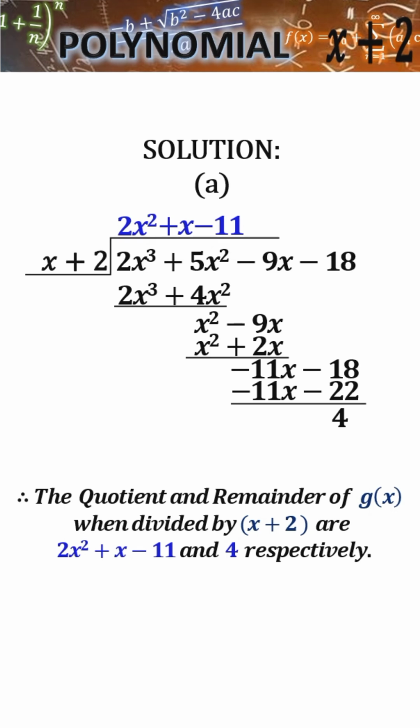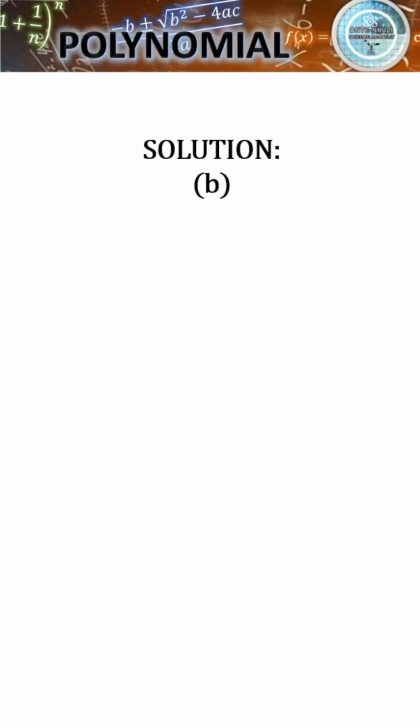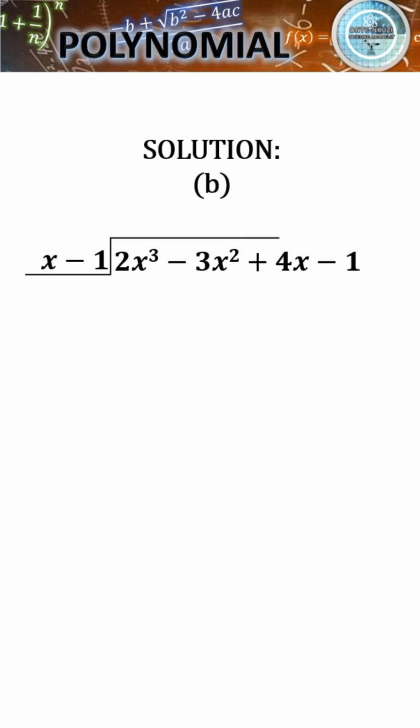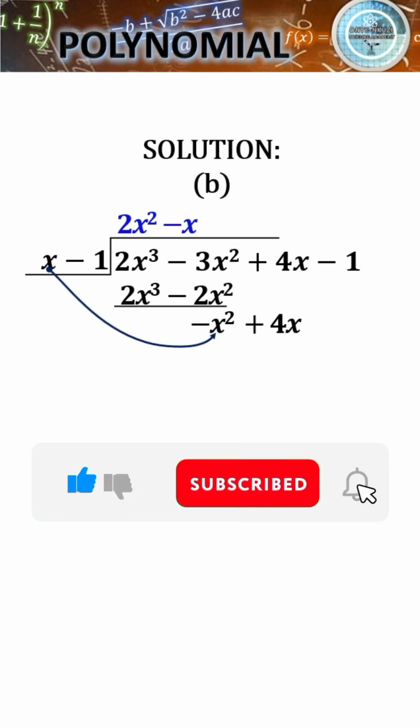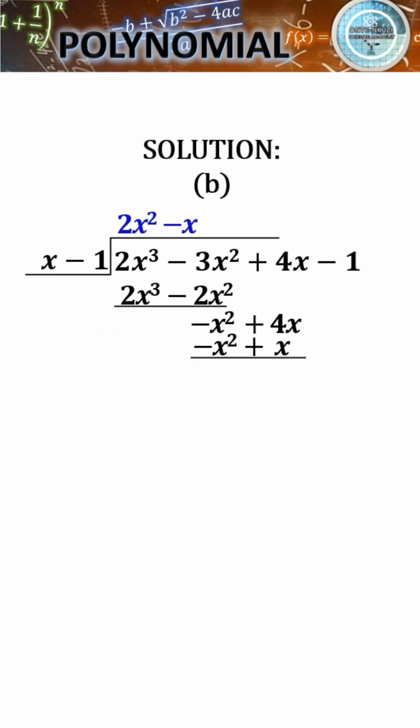So we'll move to solution B. Our divisor is s minus 1, while our dividend is 2s cubed minus 3s squared plus 4s minus 1. So we'll continue with the process, the steps. We have 2s squared, then we divide again. s dividing minus s squared, we'll have minus s. Minus s times the divisor, we have minus s squared plus s. When we subtract, we have 3s minus 1.